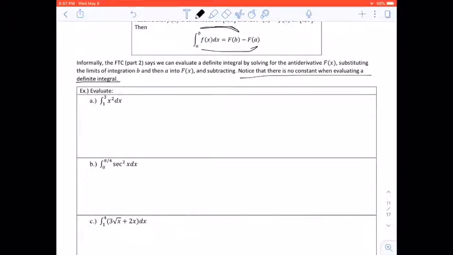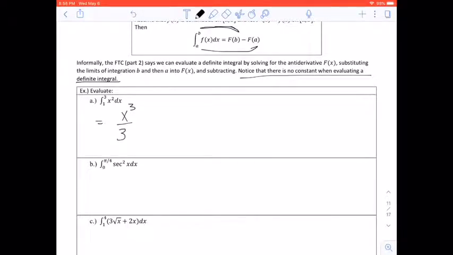The example here says evaluate the integral from 1 to 3 of x squared dx. This has limits on it, so this is a definite integral. And so we're going to go ahead and use the power rule with this. Using the power rule, we add 1 to our exponent. That's going to become x to the third, and then we divide by 3.